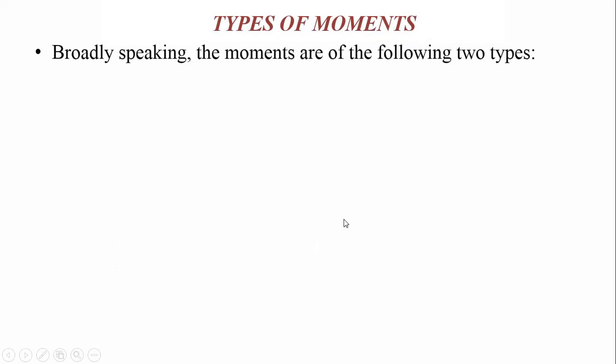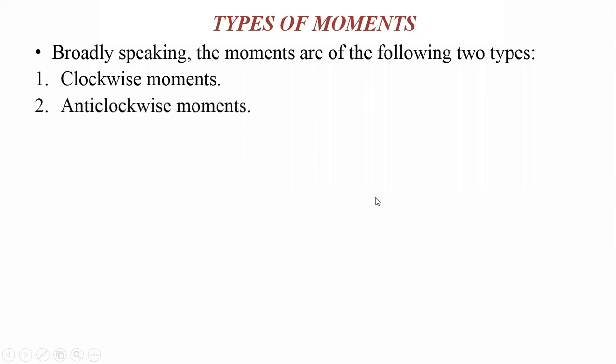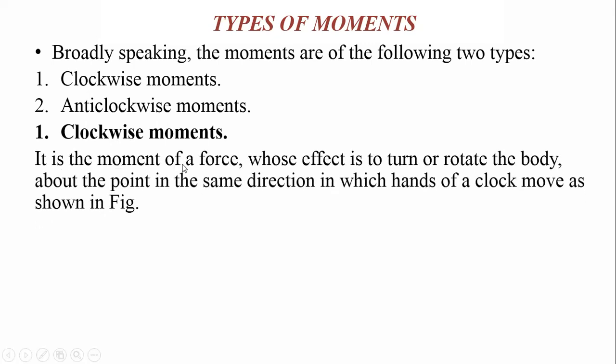Then the types of moment. Broadly speaking, moments are of two types: the clockwise moment and the anti-clockwise moment. Let us see what is meant by the clockwise moment. It is the moment of a force whose effect is to turn or rotate the body about the point in the same direction in which the hands of a clock move, as shown in the figure. If you see here, about point O, these three forces, producing force into perpendicular distance, produce a turning effect. The effect is clockwise.